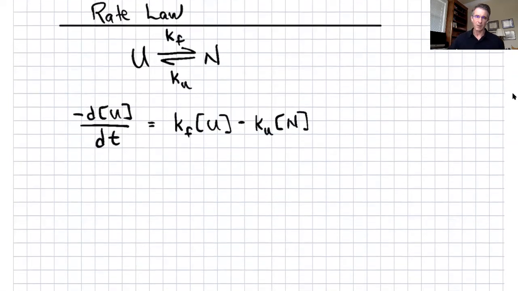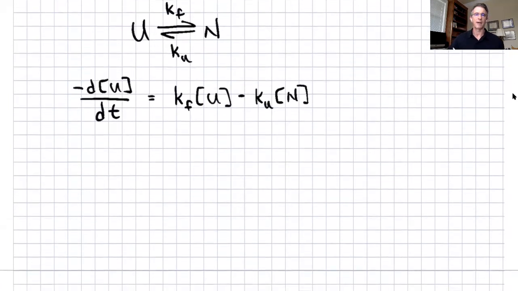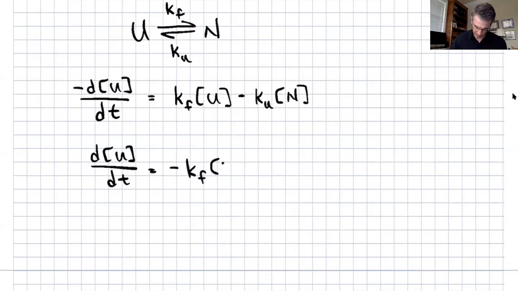So let's make this a little bit simpler, and let's just move that sign over, because that'll make things a little bit easier. So we'll move that sign from the left side over. So this is now minus Kf, concentration of U, plus Ku, let's make sure that's a good lowercase, Ku, concentration of N. Okay, so that's great.